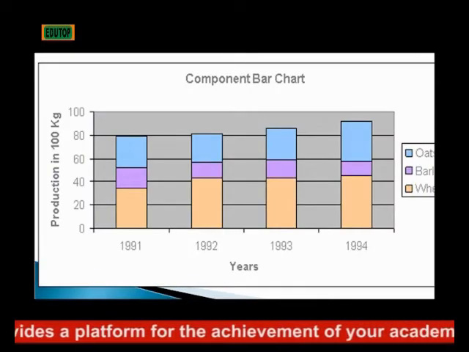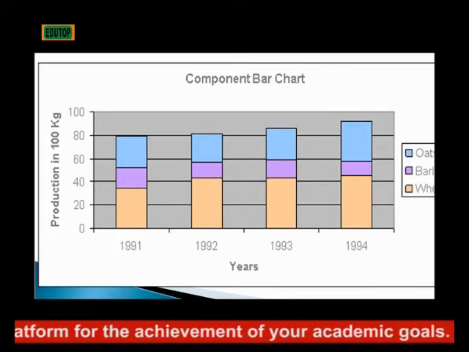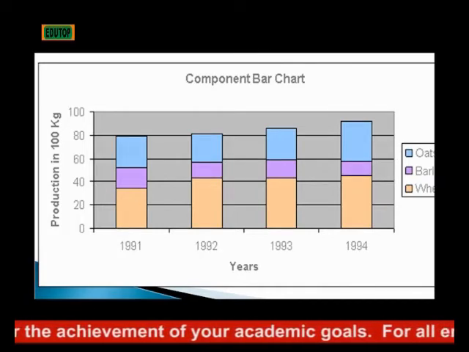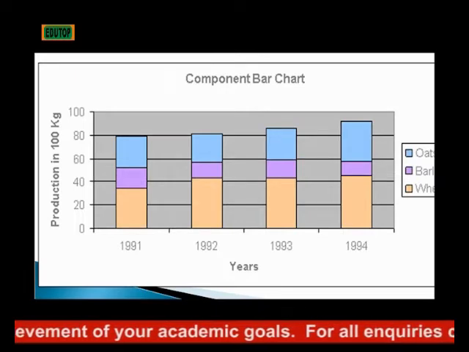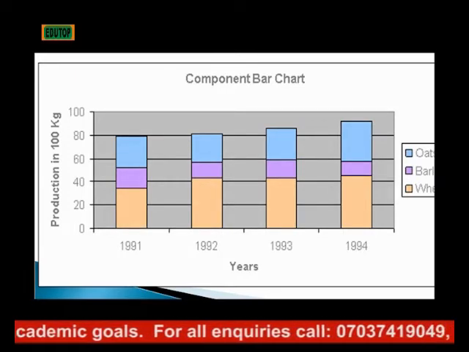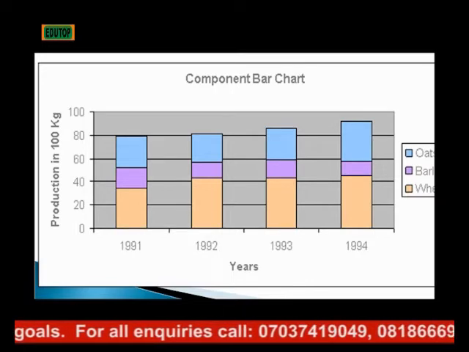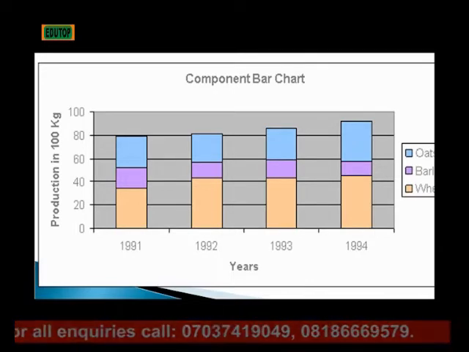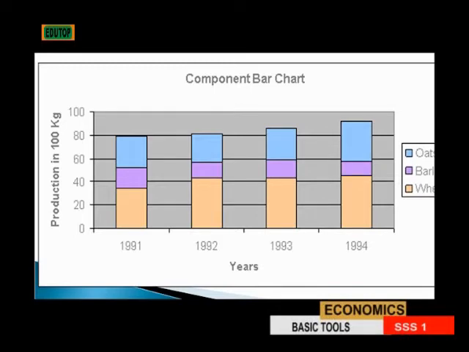You can see here that it's just like an ordinary bar chart, but the difference is that the bars have been divided into different sections. Different sections show from which point to which other point an information is being represented.